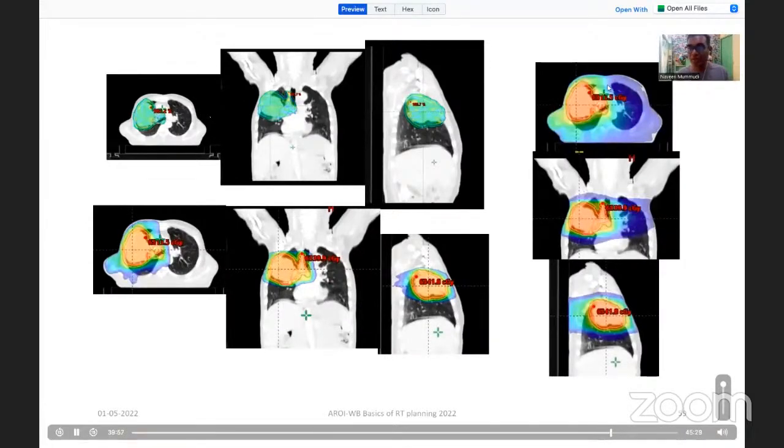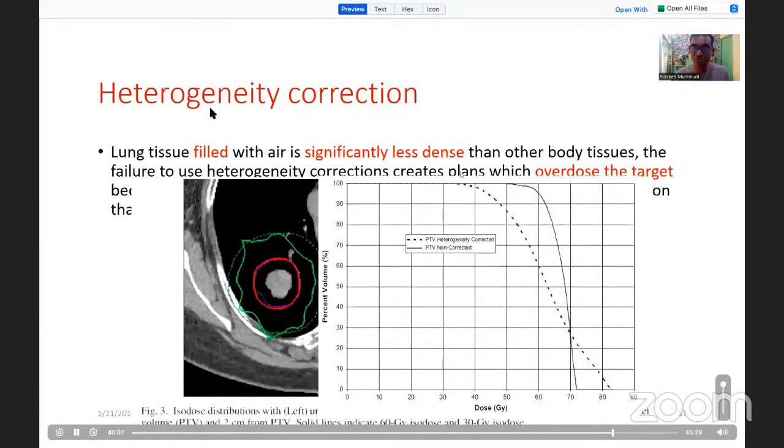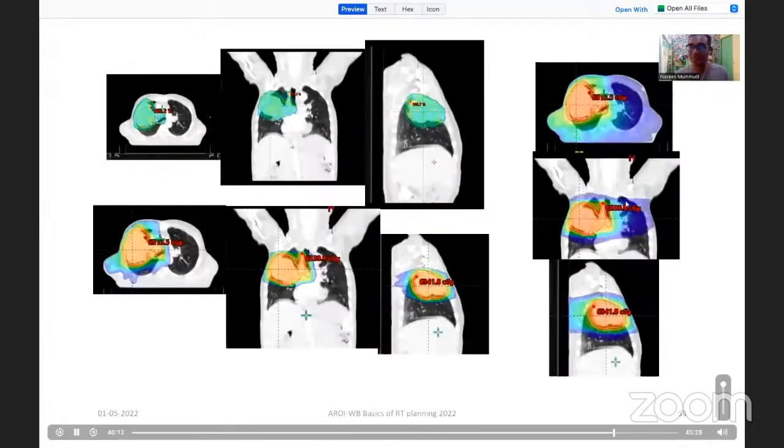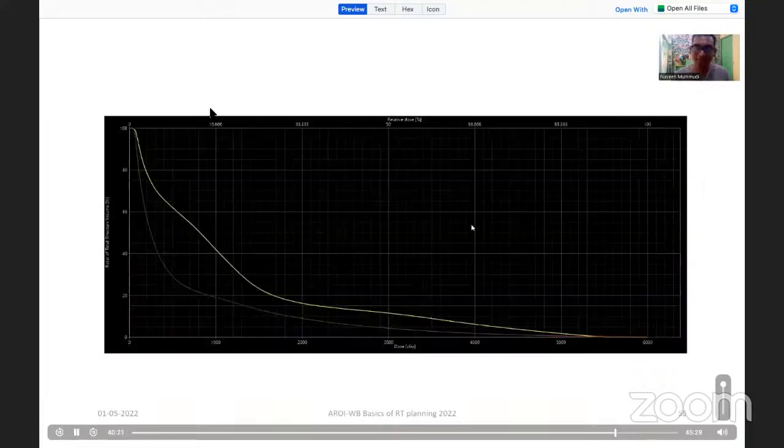But when you look at the V5, the volume receiving 5 Gray, you can see that a significant part of the contralateral lung is getting 5 Gray. This is despite the fact that you used a hemiarch; since the beam exits through the opposite lung, you have some low dose spillage in the contralateral lung. But still, with VMAT, we are able to reduce this as compared to IMRT.